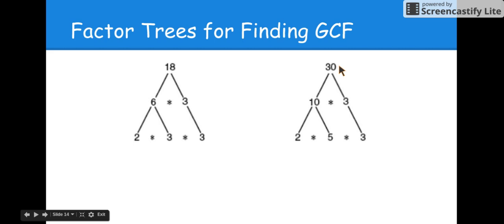Then we have the number 30. It's broken up into the factor pairs 10 times 3. Then 10 is broken up into 2 times 5. So the prime factorization of 30 is 2 times 5 times 3.